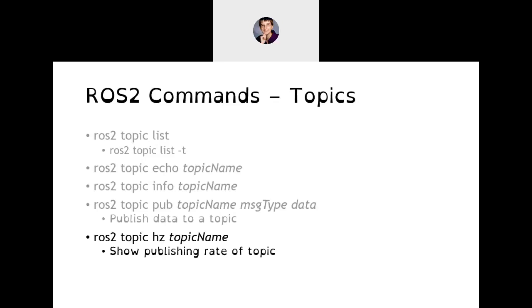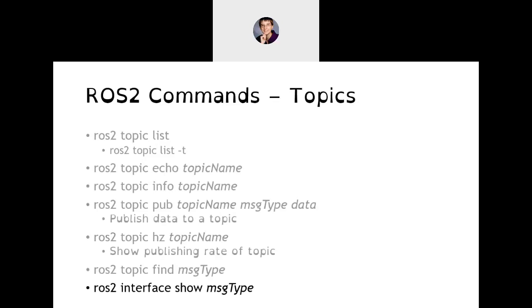You can also see the rate that things are getting published to that topic, and you can also look for topics that have a certain type of message, right? So as we go through Lab 2, we'll look at how we can utilize some of these and get familiar with working in the terminal to get this information. Right, so lots of different things we can do with topics.